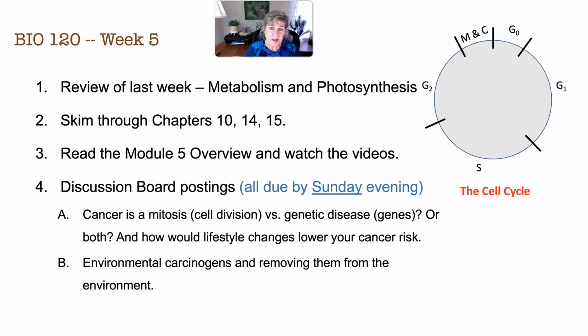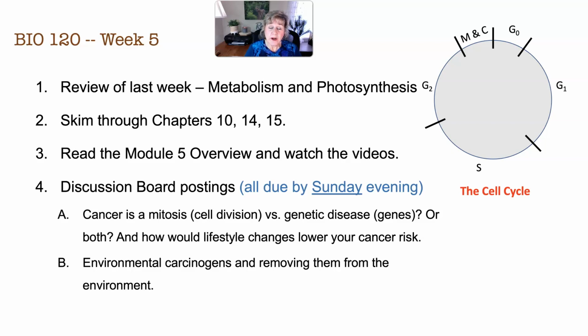Then, when the cell has grown enough, it phases out into the S phase. S means synthesis. And so what is synthesis? That's making something. You're synthesizing something. You're making DNA in this phase of the cell cycle. So you're replicating your DNA in the S phase of the cell cycle. Then you move into the G2 phase.